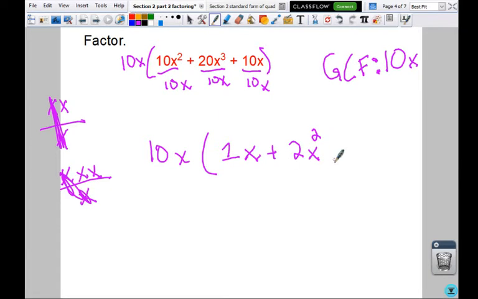Now we're going to keep going. Plus 10 over 10 is 1. I have x on top over x on the bottom. I cancel them out. Is anything left? No. So I don't have to write it. Alright, you guys ready to try one?